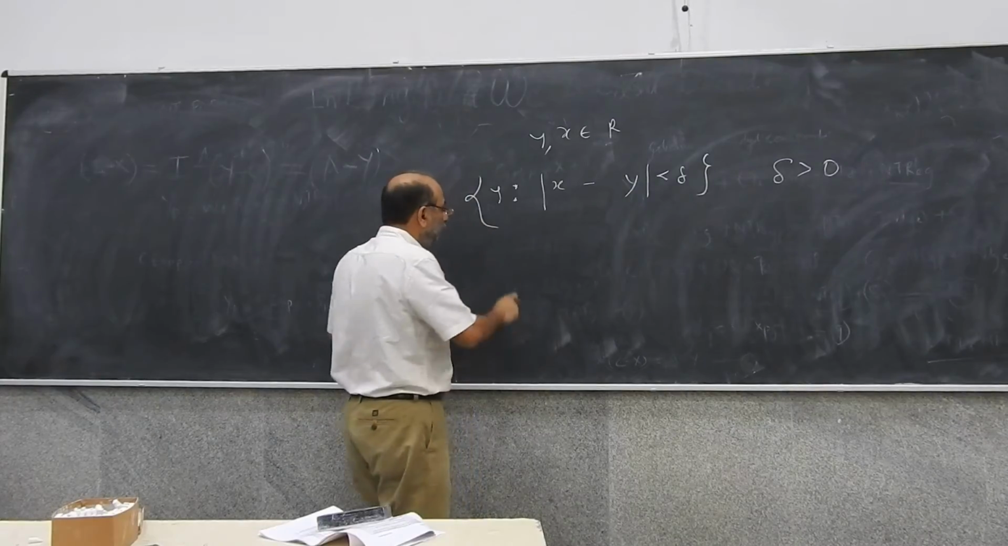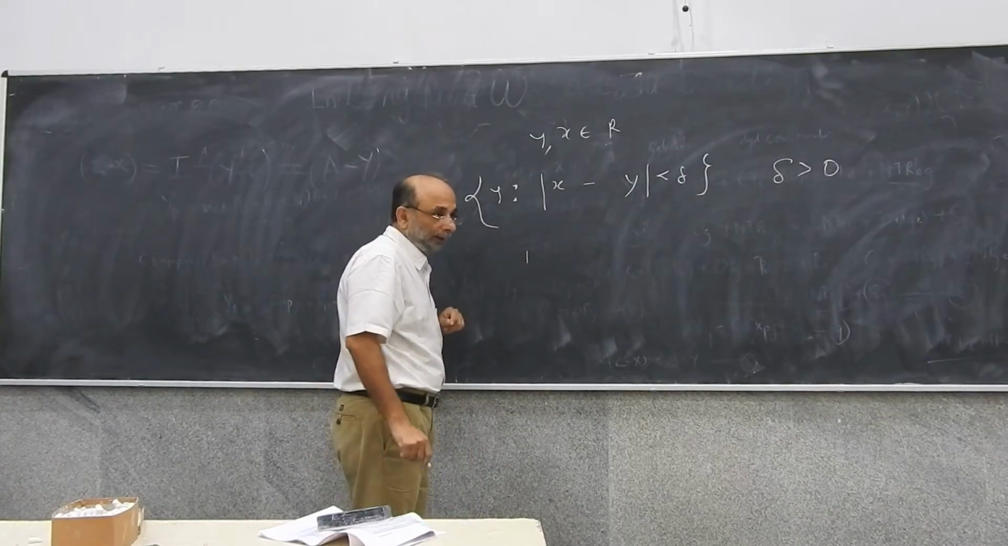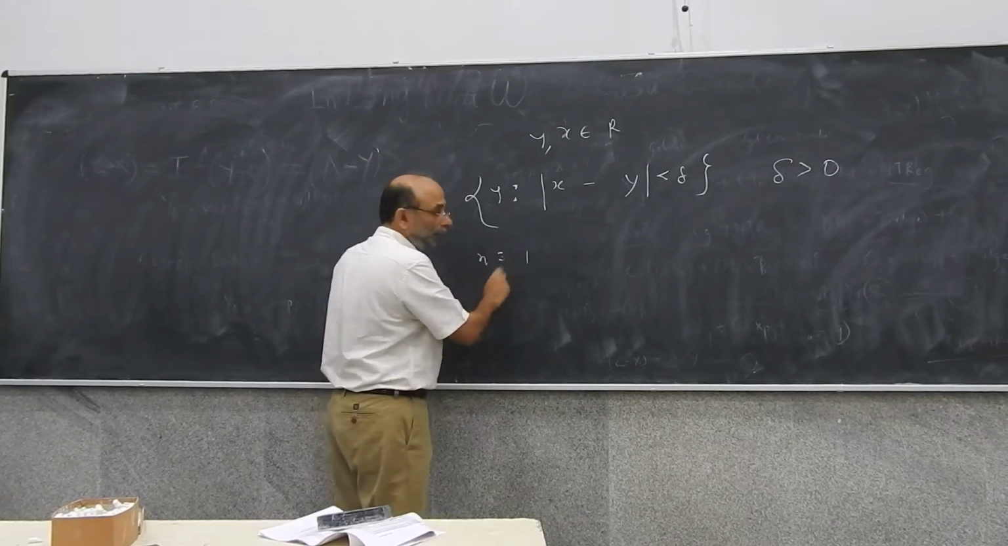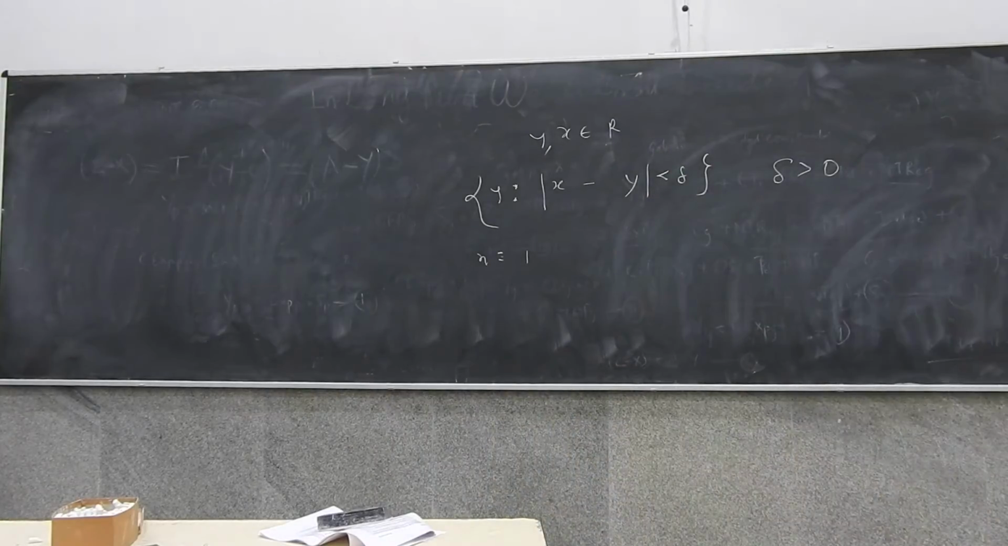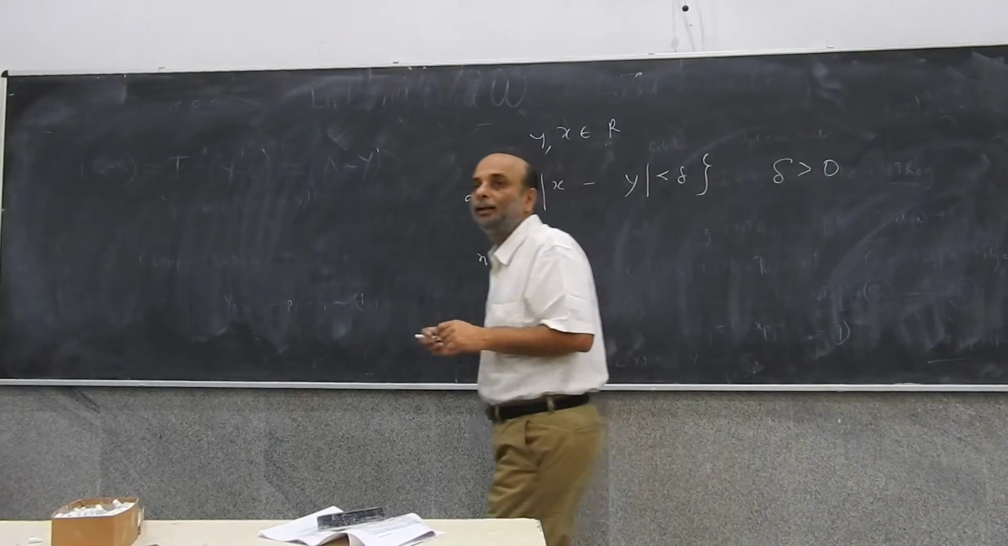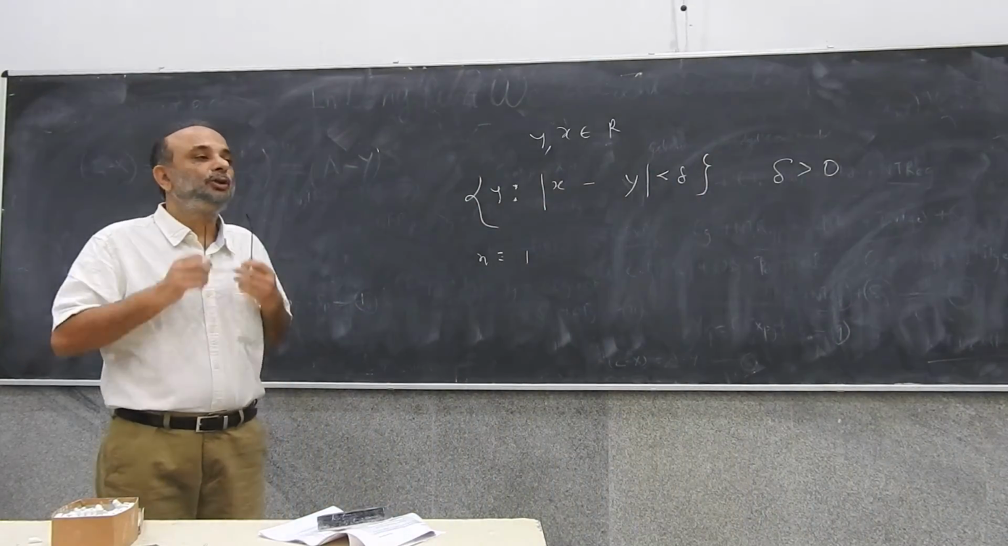So, think of 1. Let x be equal to 1. Think of the set of all points which are at a distance less than 2 units from 1. So what would these points be? Think of all the points which have a distance of less than 2 from 1. What will those points be?